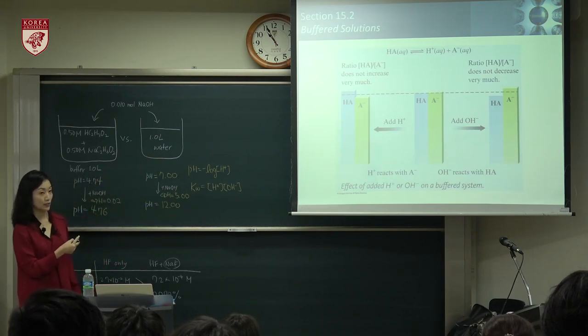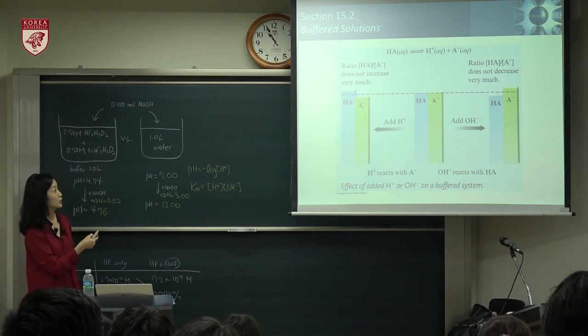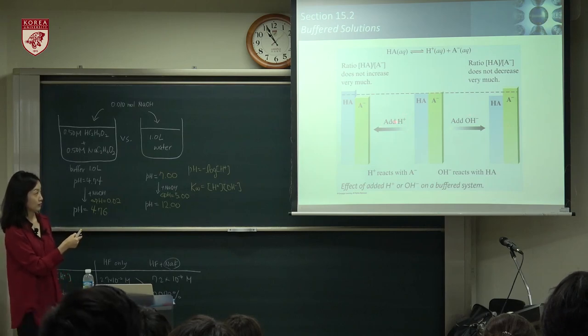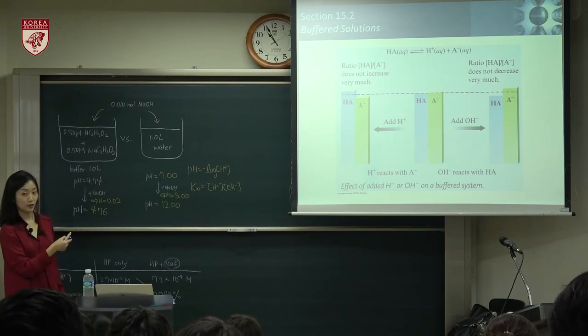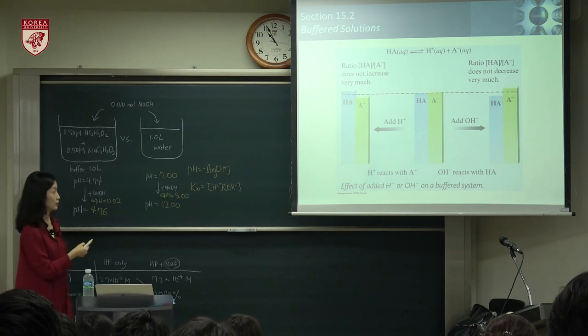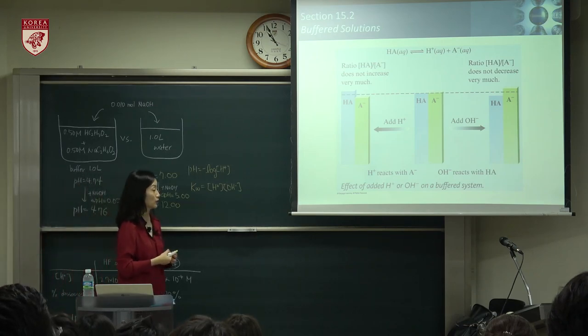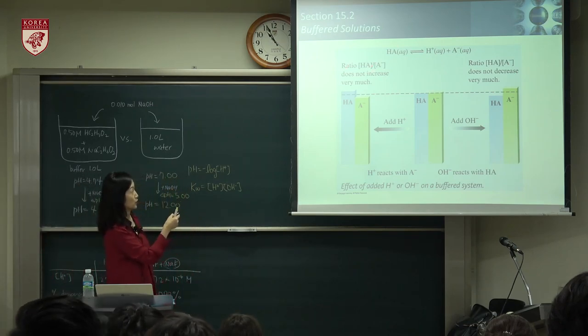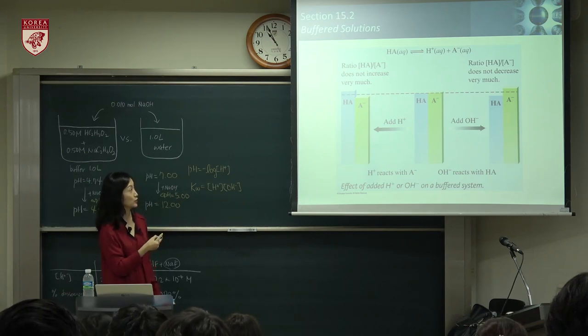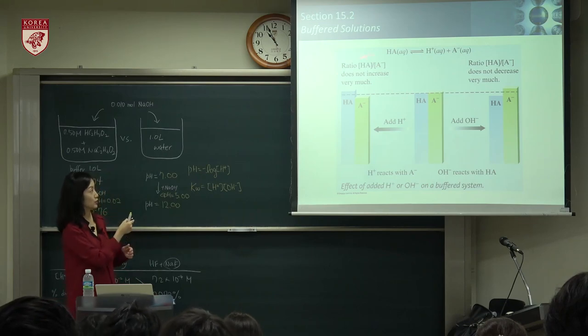The same rule applies when we add H plus, a strong acid. So when a strong acid is added to a buffer solution, the strong acid will react with the base, the A minus, and A minus will be converted to HA. However, if the amounts of the HA and A minus are so large, then the ratio of HA to A minus will not increase very much. Okay, so this ratio will be close to the original ratio.